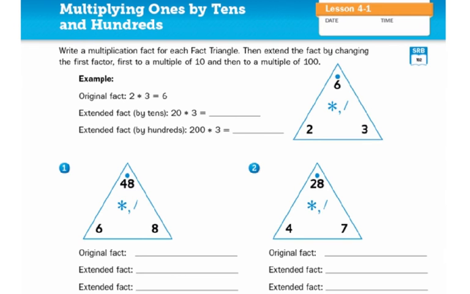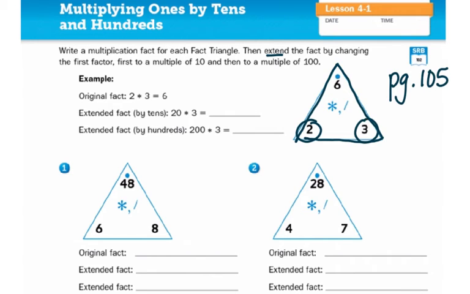We're going to go ahead and move into our math journal. All of this entire unit really deals with multiplication. So we're going to begin on page 105, lesson 4.1. And at the top it says multiplying ones by tens and hundreds. Write a multiplication fact for each fact triangle. Here is your fact triangle. Then extend the fact by changing the first factor. Here are your factors, first to a multiple of 10 and then to a multiple of 100.